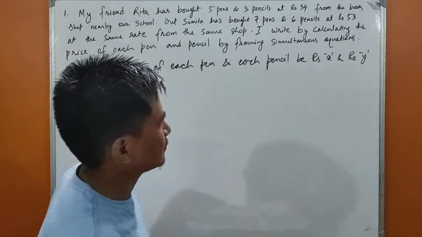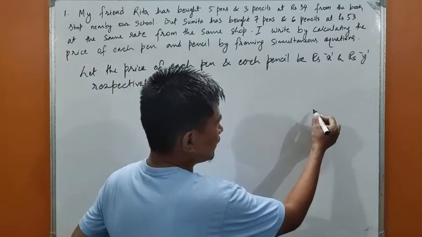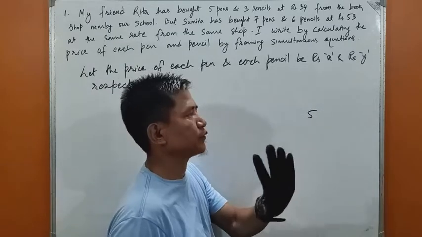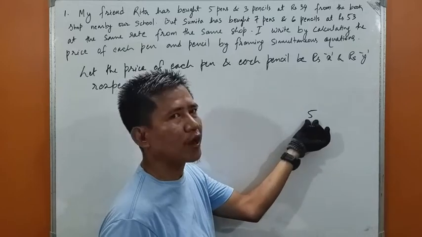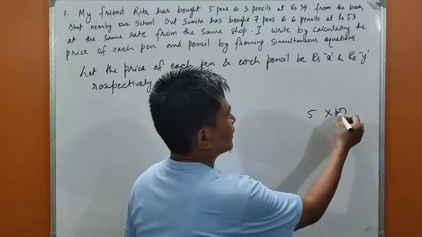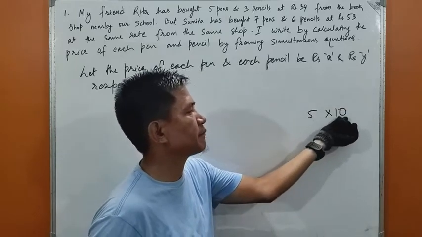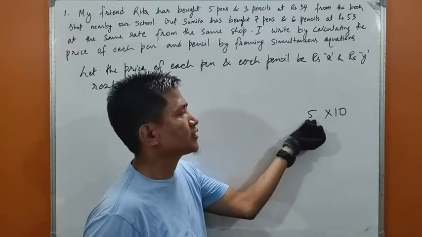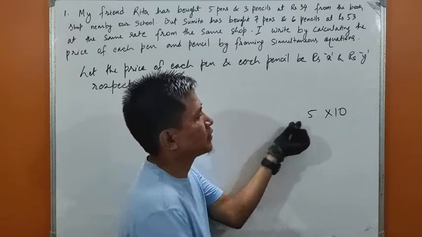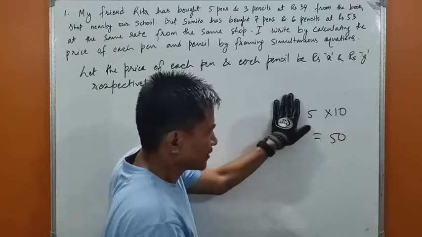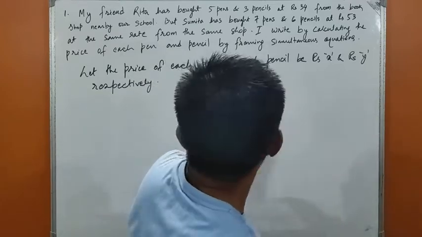But before that, I'll let you know that suppose the price of 1 pen is rupees 5 and I bought 10 pens, then how much would I pay? 5 into 10, that is 50 rupees, isn't it? The same concept is applied in this sum.